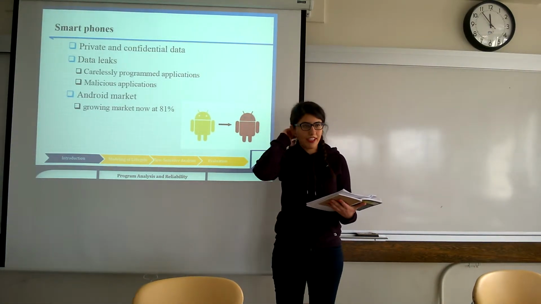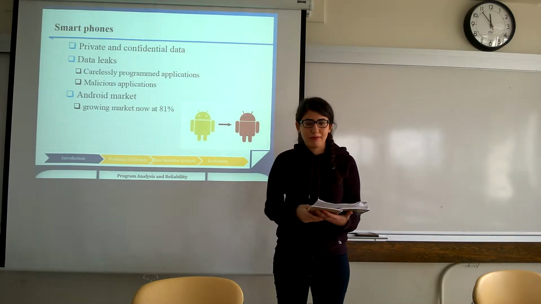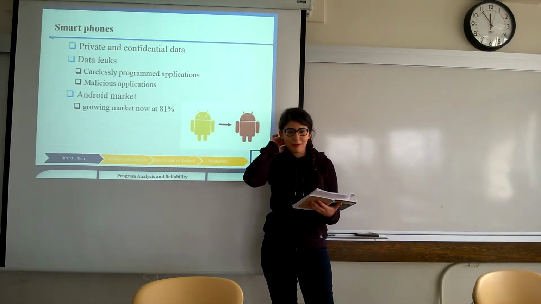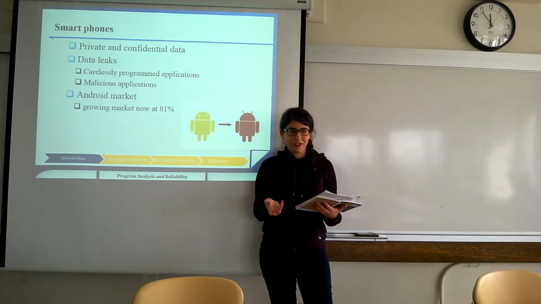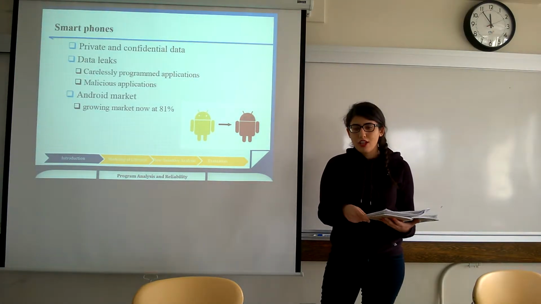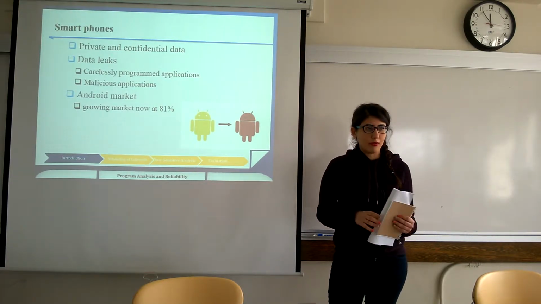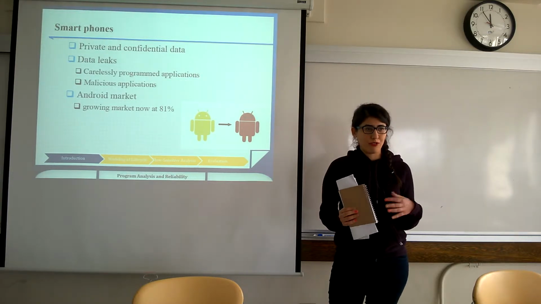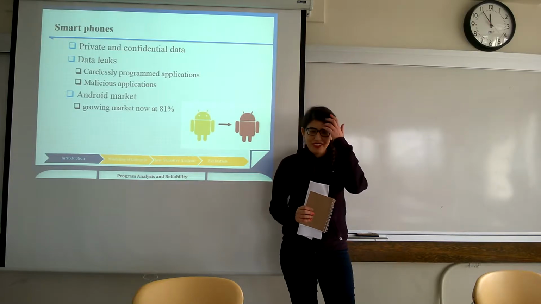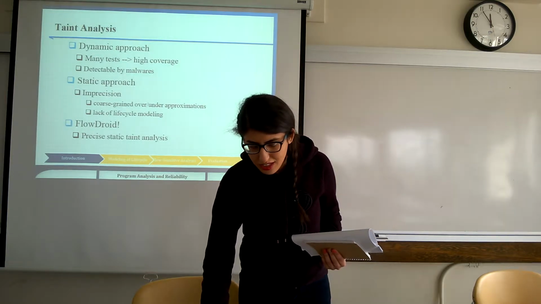So today, almost everybody uses smartphones, and all of us keep private and confidential data in them. So it's a good target for attackers to gain the information they want from our phones. It may either be carelessly programmed apps or apps that are malware and produced to do that. So either of them can be dangerous and leak our data.